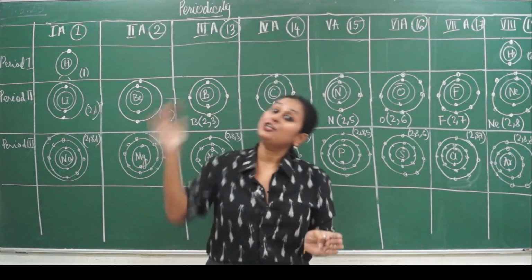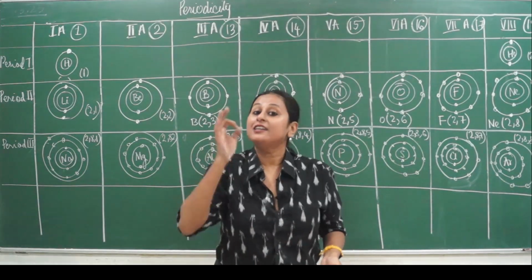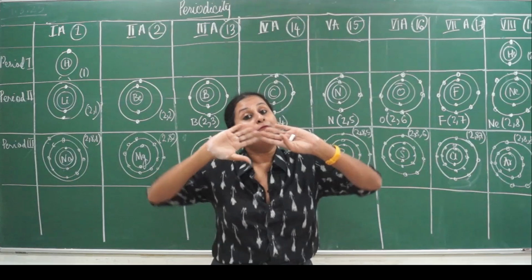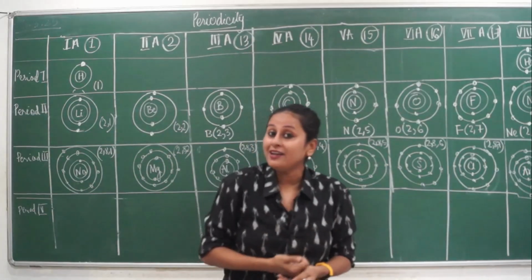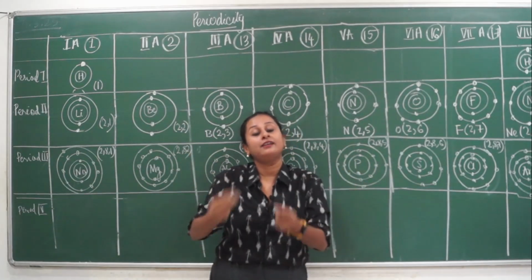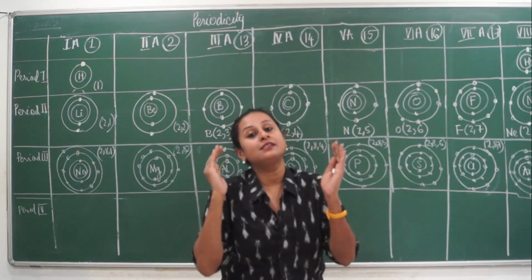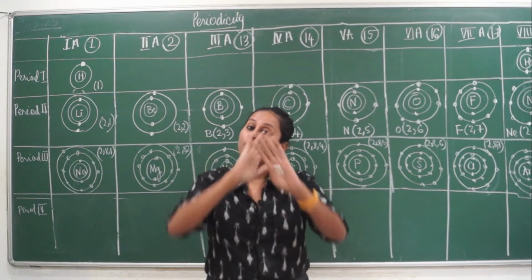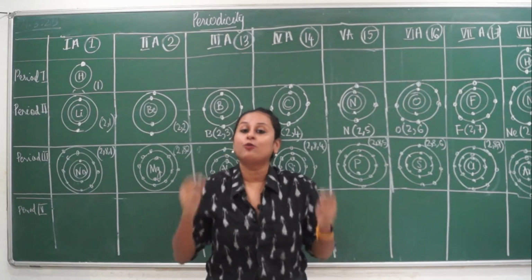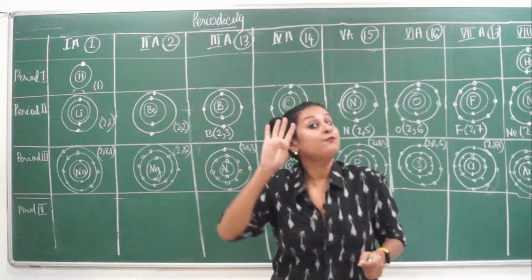But there is a condition on this 2n square rule. The condition is that the valence shell, whatever may be your valence shell, can never have more than 8 electrons. That is the thing that talks about its stability. Octet state is the state that tells you about stability. So what do we do with the last electron? We push it to the next shell, that is the 4th shell.